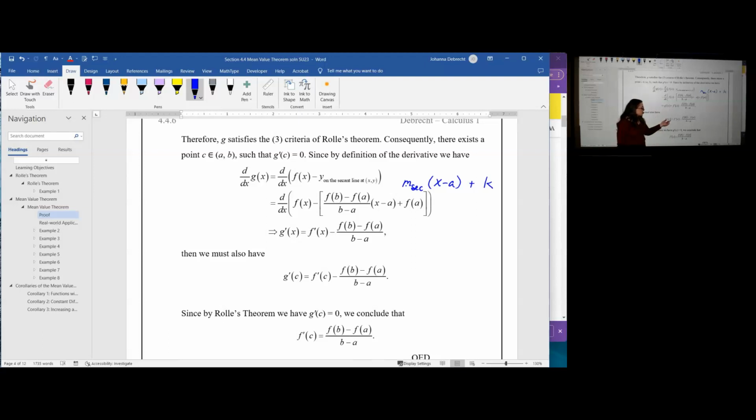Now we know from Rolle's theorem that the derivative at c must be equal to 0. And because it must be equal to 0, that means that these two terms must be equal to each other. That means that somewhere at c, on the original function f, not g, the slope of the tangent line is equal to the slope of the secant line connecting the two endpoints.